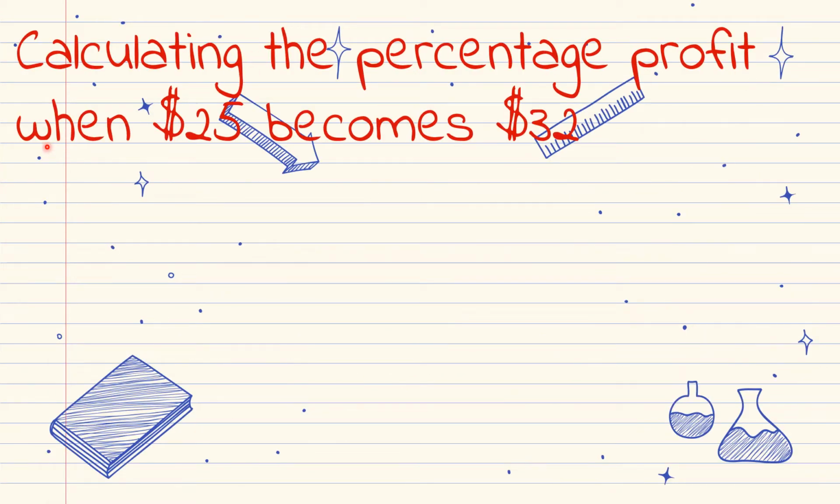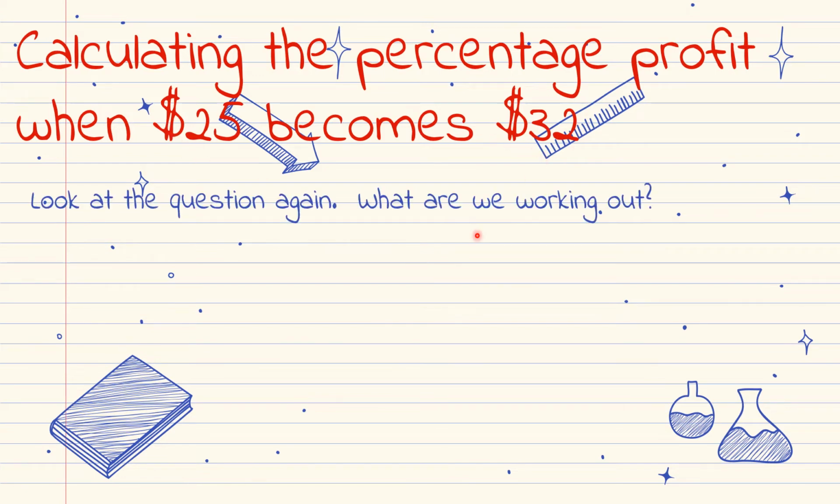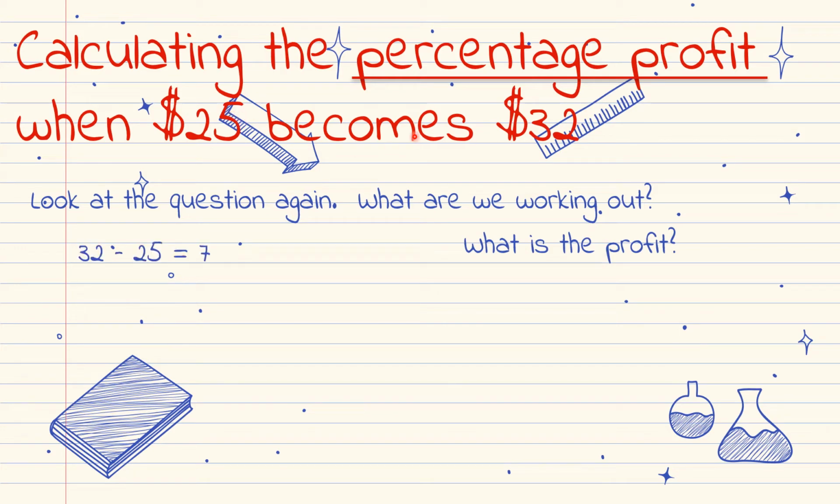Calculate the percentage profit when $25 becomes $32. So if you have a look here, first we say, well, what was the change? So 25 and 32. What are we working out? The percentage profit. What is the profit? So we take those two numbers away from each other and you get 32, take 25, okay? Which gives you 7. So now you know what the change is. Then we have to work out what was our original price. Our original price was 25.